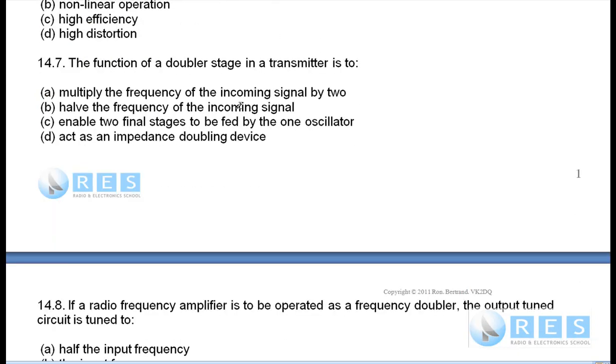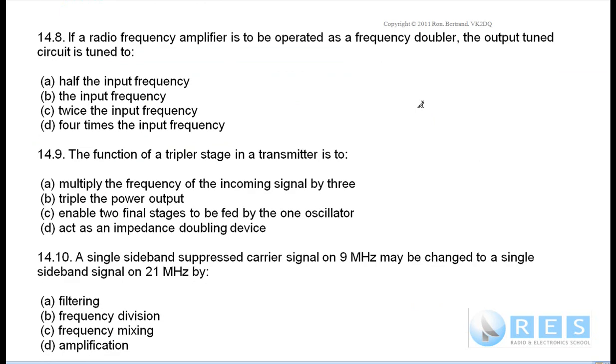Question 14.7, similar to a previous question, the function of a doubler stage in a transmitter is to multiply the frequency of the incoming signal by 2. And we covered that in the tutorial. And if you're confused about it, go back and have a look at the tutorial again.